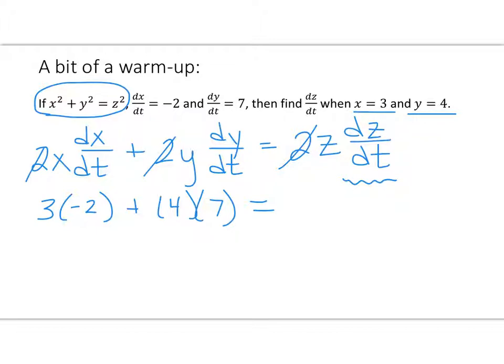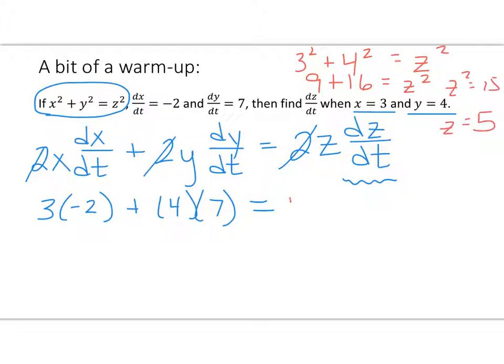So we know the equation, x squared plus y squared equals z squared, and I know x and y, I can solve for z. So I can say 3 squared plus 4 squared equals z squared. So I have 9 plus 16 equals z squared. I'll get z squared equals 25, so z will equal 5. I do know my z. They tried to trick me, but I know it. z is 5. And I'm looking for my dz/dt, so I leave that alone.